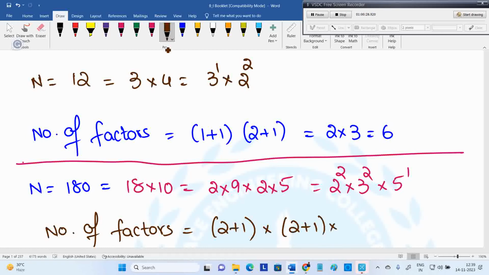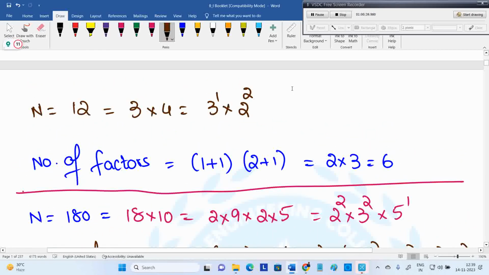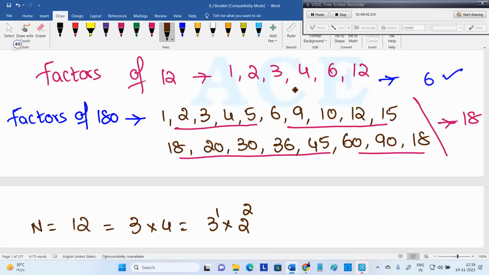Power is 1, add 1. For power, we have to add 1. Then it is 3 into 3 into 2, which is altogether 18. So you check it out once, my dear friend. You got 18 already. Number of factors is 18.